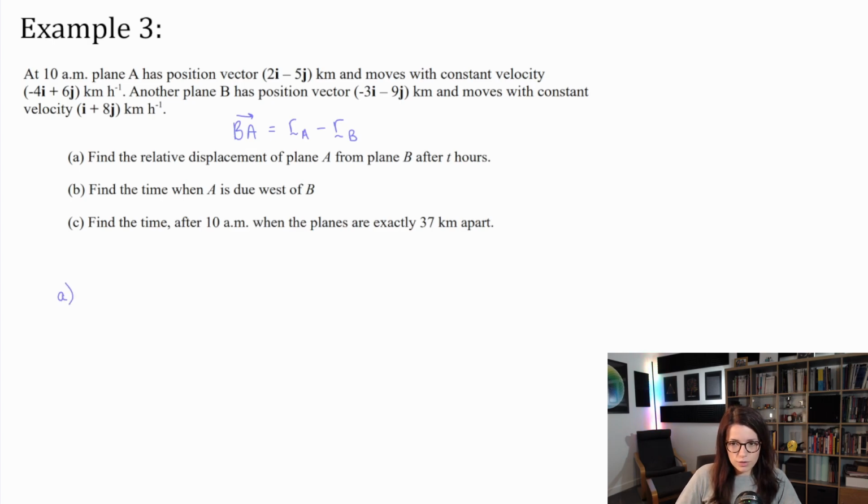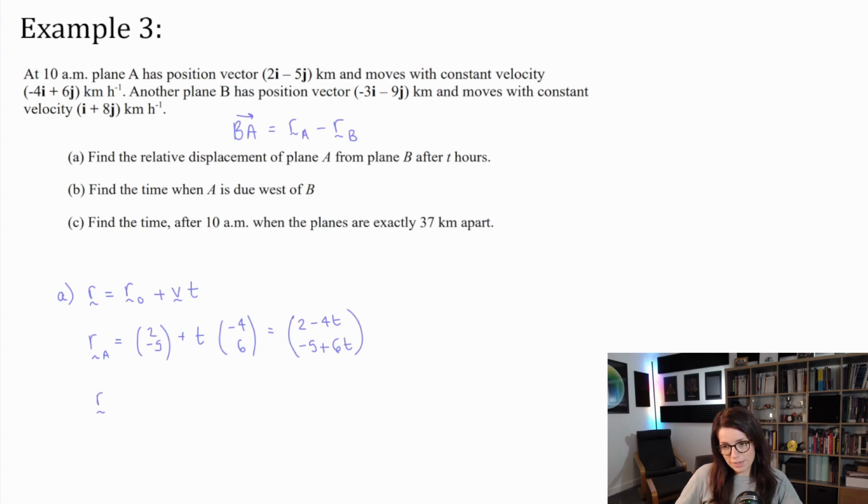So once again, we can use that r equals r0 plus vt formula and work it out for A and B separately. So for rA, the initial vector for plane A is 2i minus 5j. Again, I'm going to work with column vectors just because I prefer it. So (2, -5) plus, and then keeping t as a generic time for now, velocity (-4, 6). We can then tidy that up to make it into one column vector, and that would look like (2 - 4t, -5 + 6t).